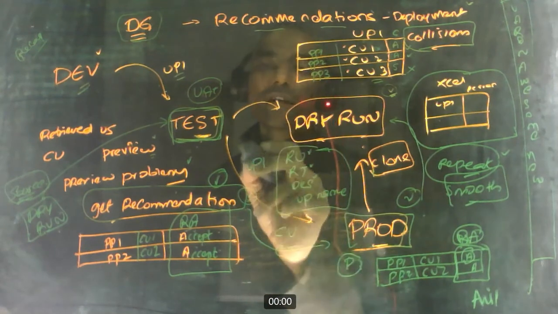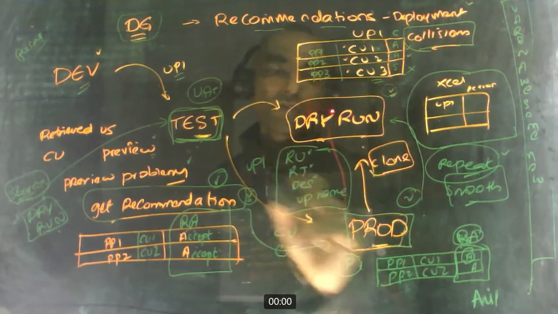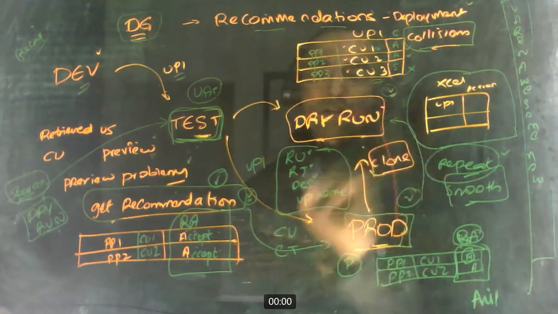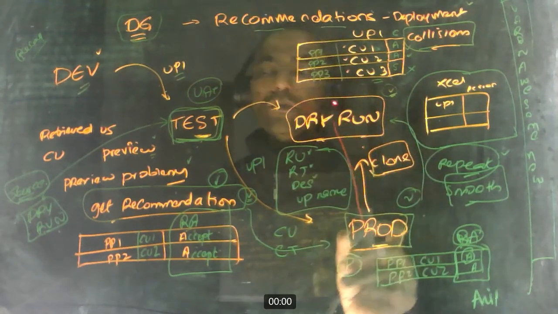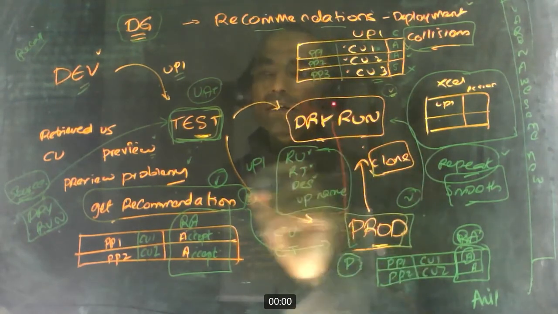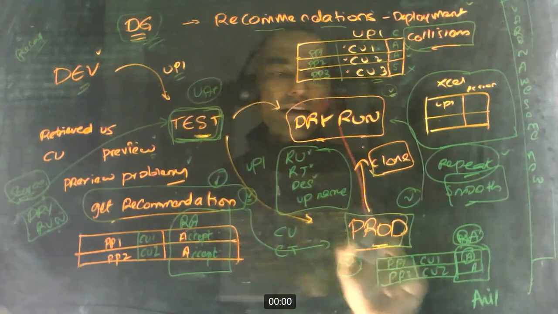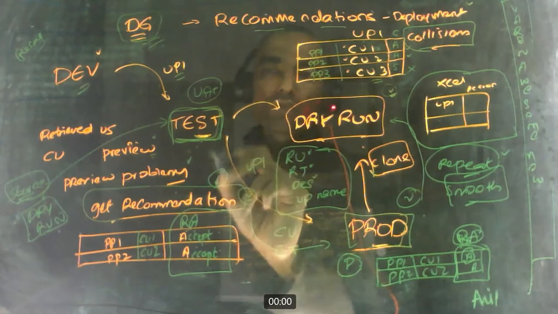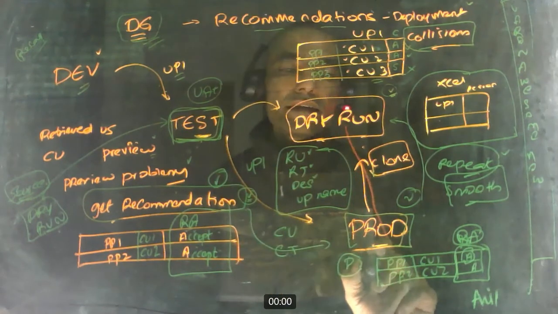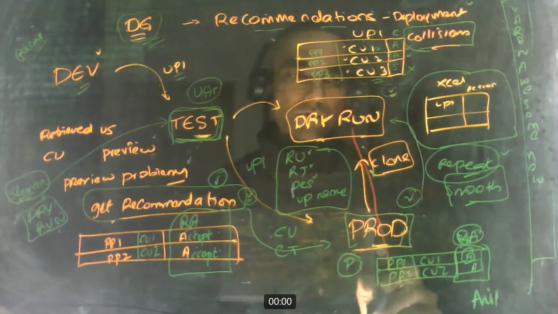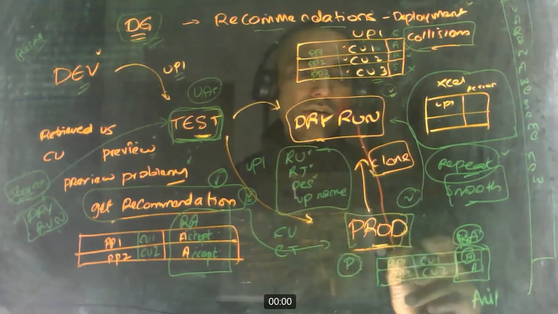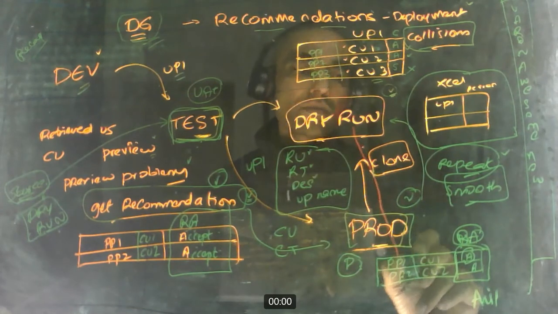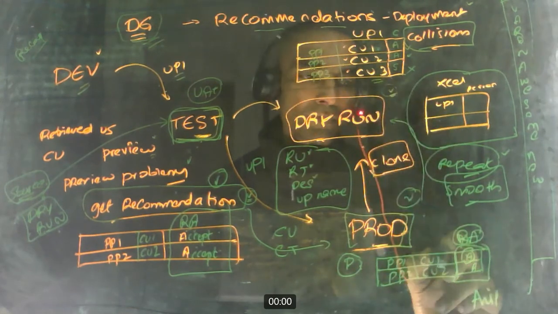Now let's say you're doing it directly from test to production, because there is no dry run. In this case, again, same thing. In production, you deploy this utility DG, and you configure the DG source as test, because you're directly sourcing from test. And then you preview the code once you pull the update sets. When you preview it, again, you see two preview problems, PP1 and PP2, against CU1 and CU2.